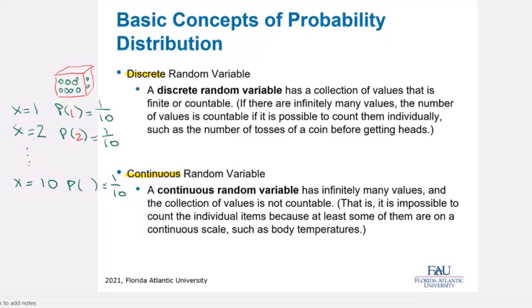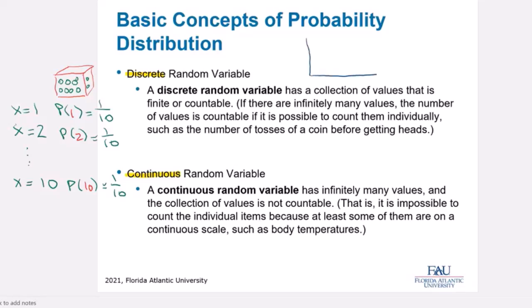They're all the same size. These are discrete values. I can't pick 1.1. I can only pick 1, 2, 3, 4, 5, 6, 7, 8, 9, 10. A discrete random variable has a collection of values that is finite or countable. Well, 10 is finite, and I can count them. If there are infinitely many values, the number of values is countable if it is possible to count them individually, such as the number of tosses of a coin before getting heads.